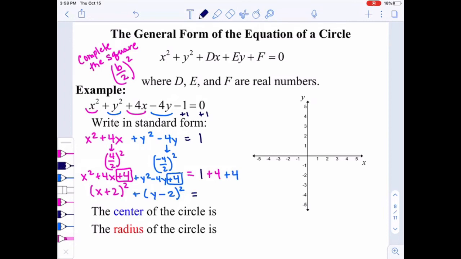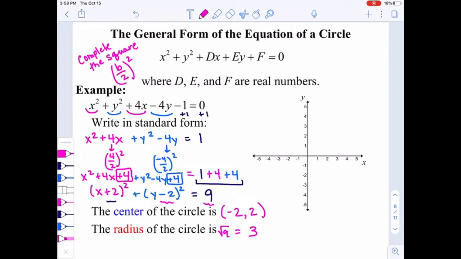And then all together, when I add these pieces, I have 4 plus 4 plus 1, which is going to give me 9. And now I can identify the center of the circle. I have a plus 2 with my x value, which means the center of my circle is going to end up being at a negative 2. And then I have a minus 2 for my y value, which means I'm going to have the center at a positive 2. And then the radius: if I have 9, the square root of 9 is going to give us a radius of 3.